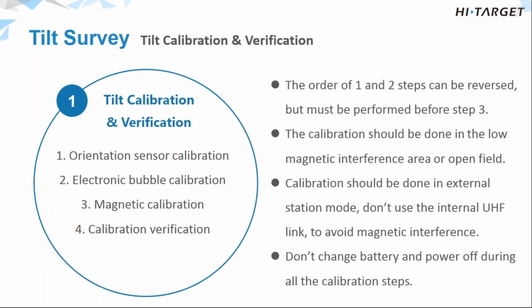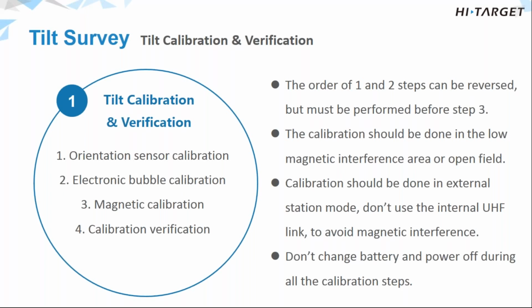So I will introduce the calibration steps first. The order of steps 1 and 2 can be reversed: the orientation sensor and electronic bubble calibration. These steps can be reversed, but they must be performed before step 3. So you need to do the orientation sensor calibration and the electronic bubble calibration, then the magnetic calibration.